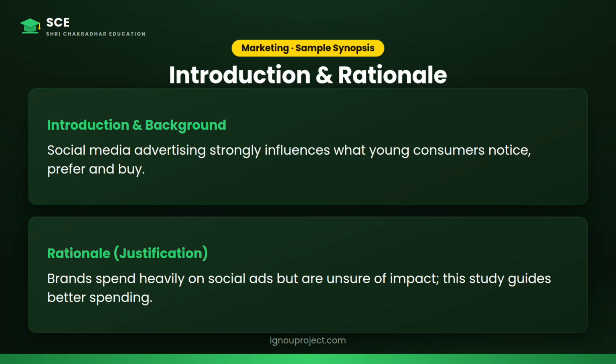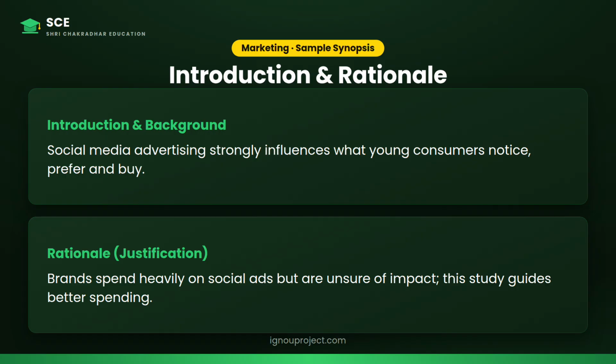Platforms now influence what young people notice, prefer, and buy. As more Indian brands shift their budgets to social media, it has become important to understand how this advertising actually affects buying decisions. This study examines that influence among young urban consumers.